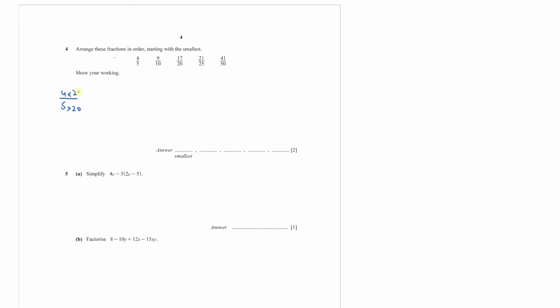So I'll do the same in the numerator. For 9 by 10, I'll multiply this by 10 to get 100 and then multiply 10 here as well. For 17 over 20, this will be multiplied by 5, so this will be multiplied by 5. And then 21 over 25, this will be multiplied by 4, so this will be multiplied by 4. 41 over 50, this will be multiplied by 2 to get 100, and this will be multiplied by 2 as well.